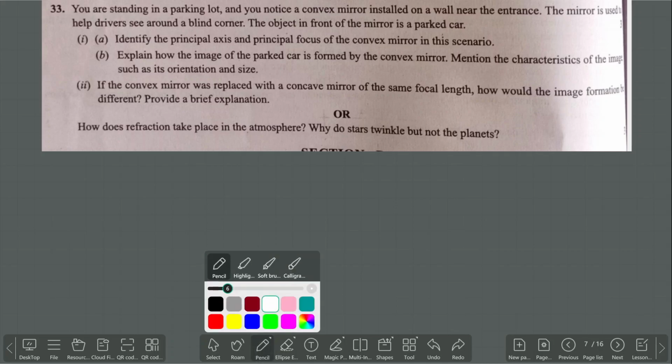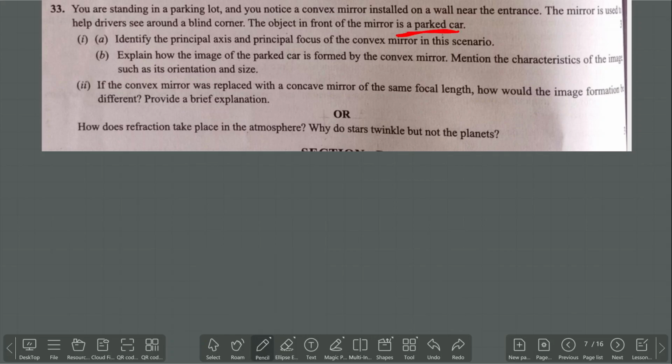If it is in front of the parked car, it means either the object will be at infinity or it will be between infinity and pole. That means this represents either the first position or the second position diagram, and based upon that only the question is asked. So they are asking the first question: identify the principal axis and the principal focus.